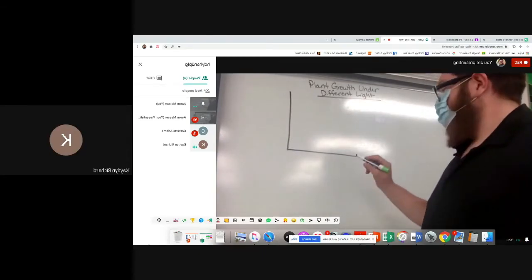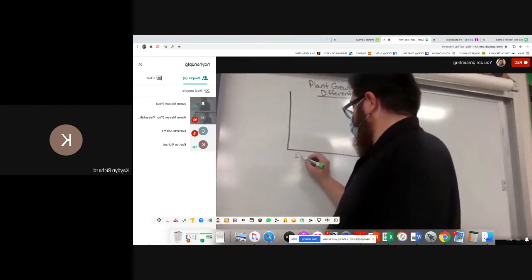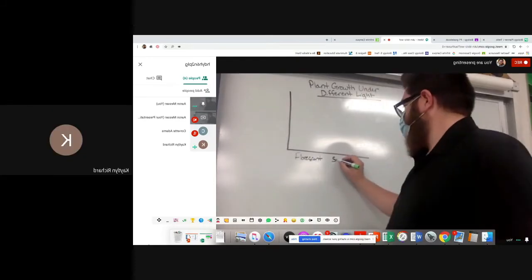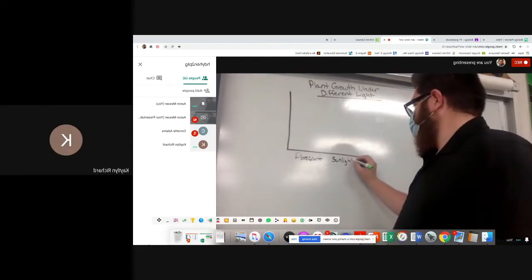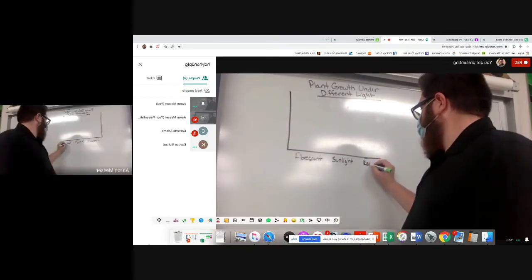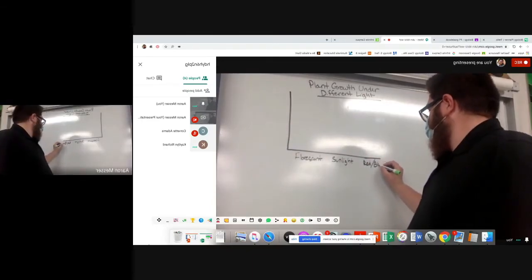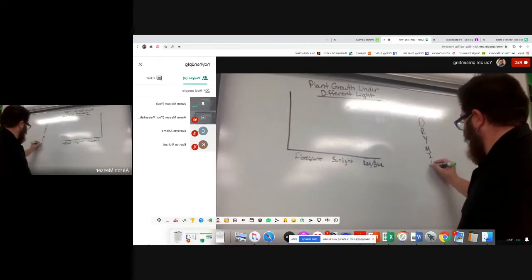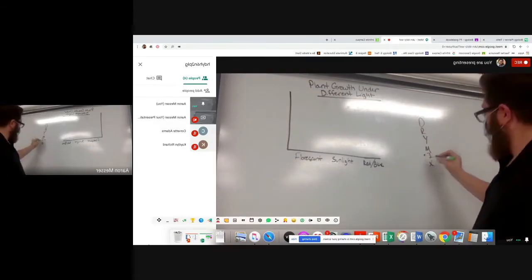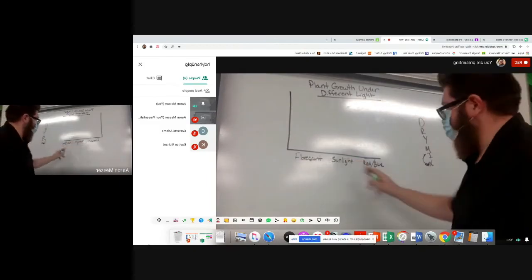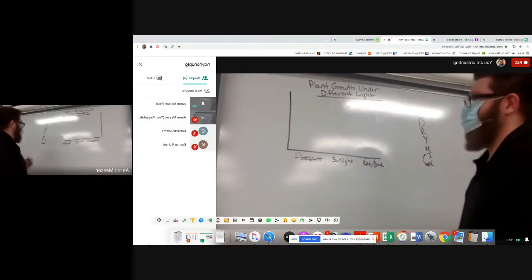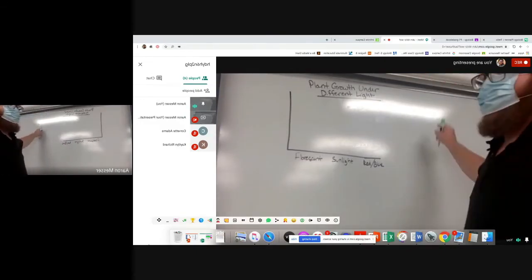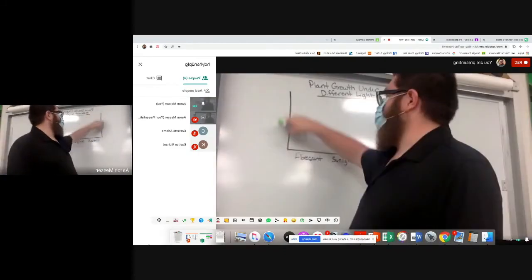Fluorescent, sunlight, red, blue. So remember, the independent variable goes on the x-axis. The independent variable was the type of light. We put the type of light on the x-axis, right? Now, dependent goes on the y-axis. What's the dependent? What we're measuring.